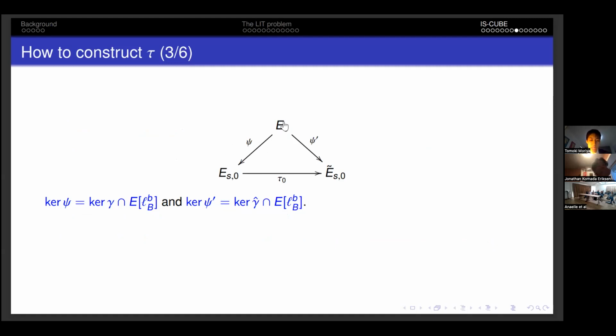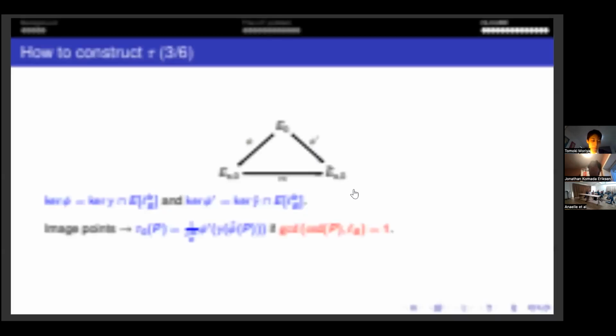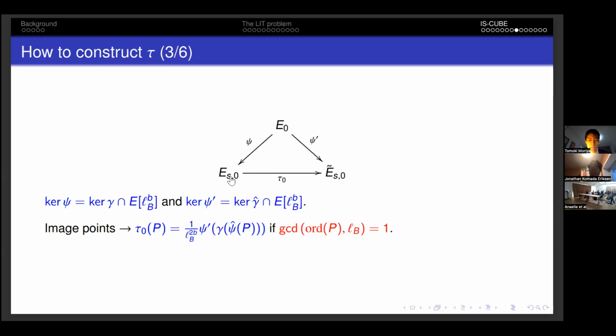And we can easily compute psi and psi prime, because the kernel of psi is the intersection of the kernel of gamma and E[L_B^B], and the kernel of psi prime is the intersection of the kernel of the dual of gamma and E[L_B^B]. So we can easily compute the kernels of psi and psi prime. Then we can obtain E_S0 and the curve tilde E_S0. And we also want to compute the image point under tau 0.